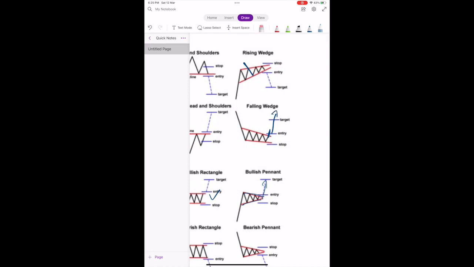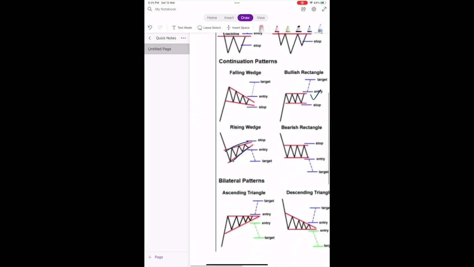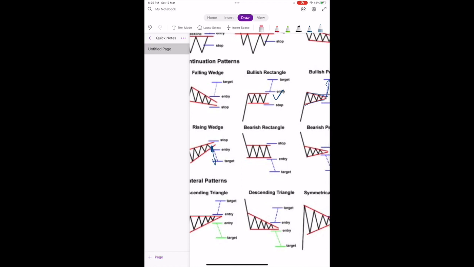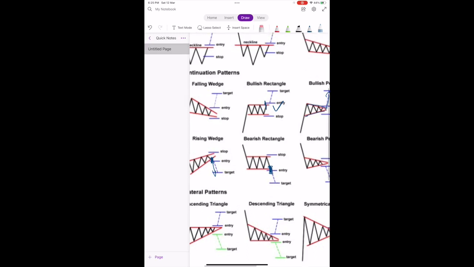In this continuation pattern, if we get a breakdown of this trend line, then we will start falling, right? The same thing on the bearish continuation pattern, we should see a breakdown. We should look for a breakdown. On the bullish, we will look for a breakout of this trend line.